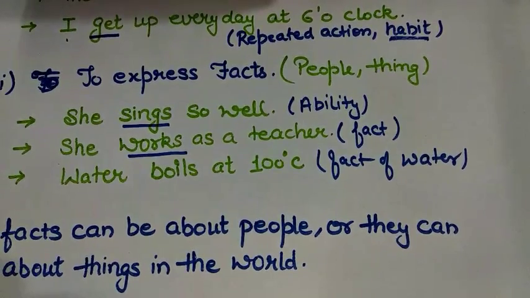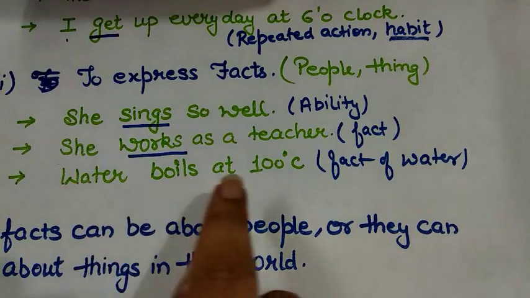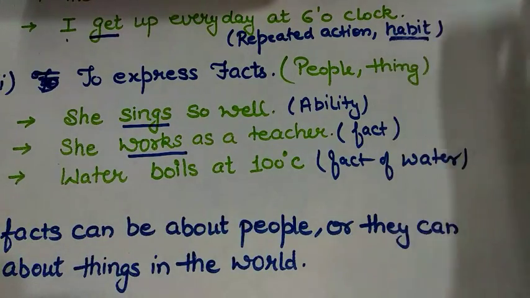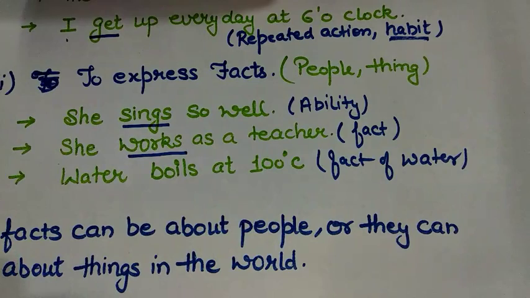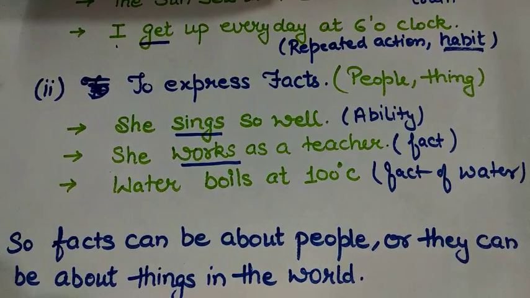See, I want to clear one thing here: facts can be about people or they can be about things in the world, like I've used water boils at 100 degrees Celsius. Now this is a fact about water, so they can be about anything in the world. So these were the main uses of simple present tense.